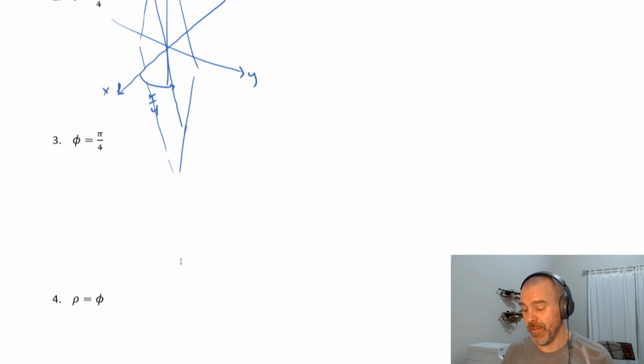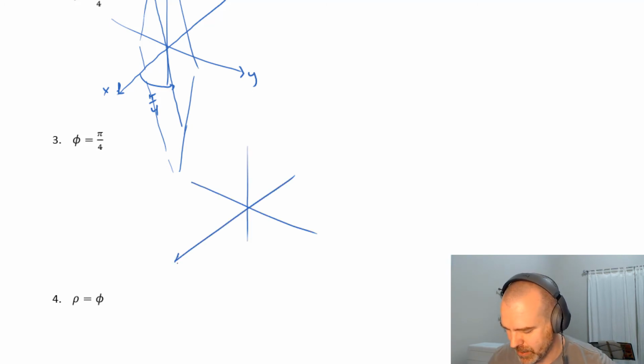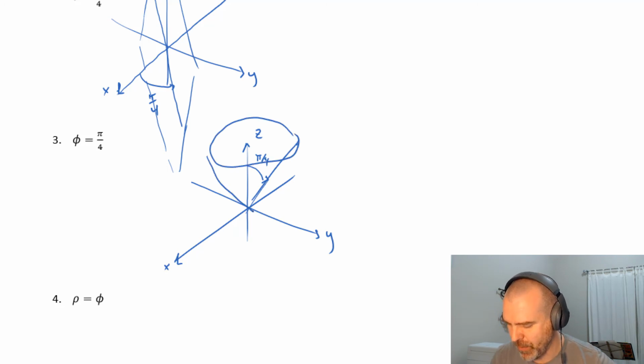Now this is different here. Phi is pi over 4. This one is a cool one. So phi is the angle from the positive z-axis down. So you're at an angle of pi over 4, but theta is not limited. And rho is not limited. So what you end up with here is a cone. So you are pi over 4 down, but you're all the way around.